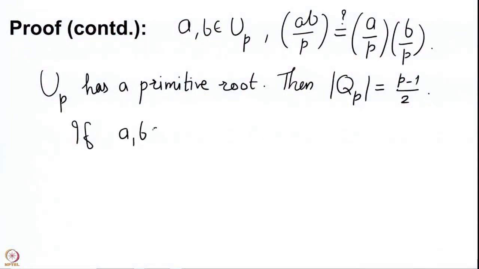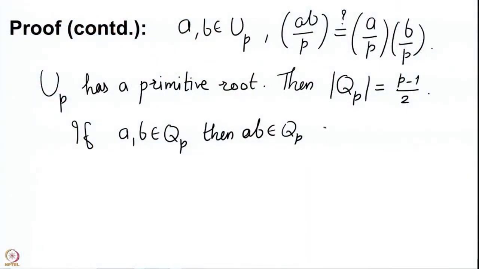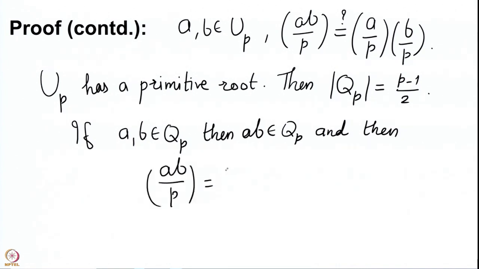So, clearly if A, B belong to Q_P, then the product AB is also in Q_P because it is a subgroup. Remember, I had said that this fact is going to play an important role. So, if A, B both are in Q_P, then the product AB is in Q_P and then we get the equality quite easily, because all these Legendre symbols are 1.